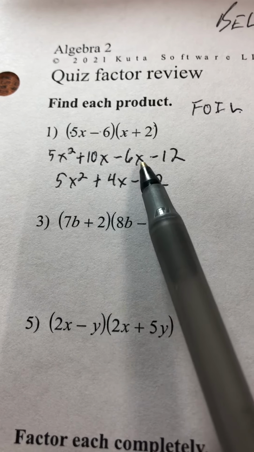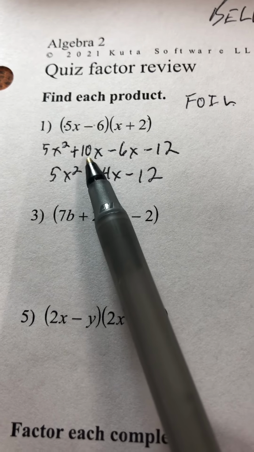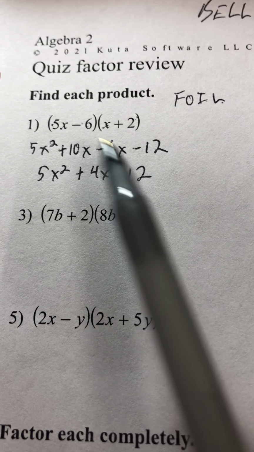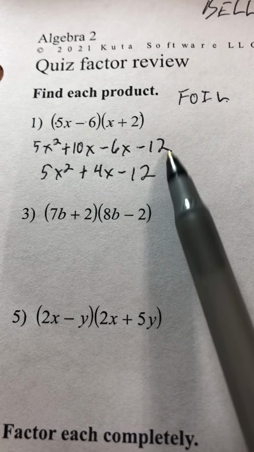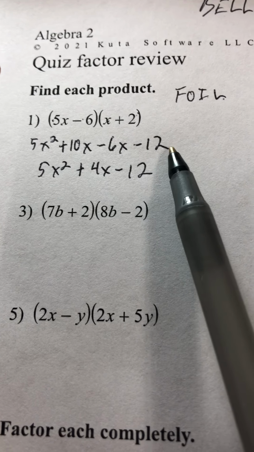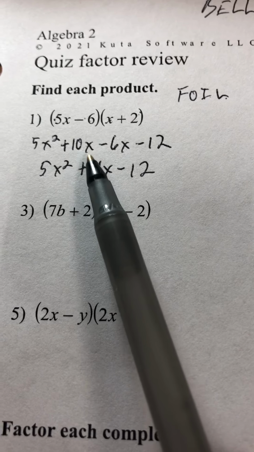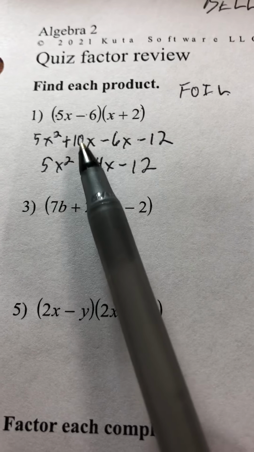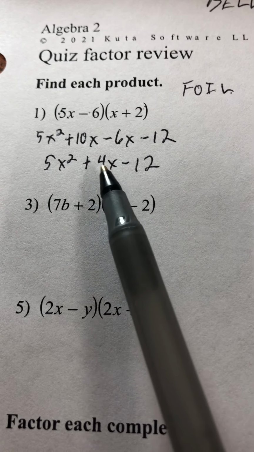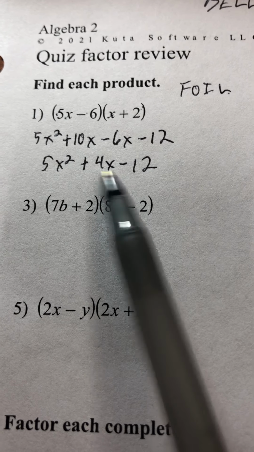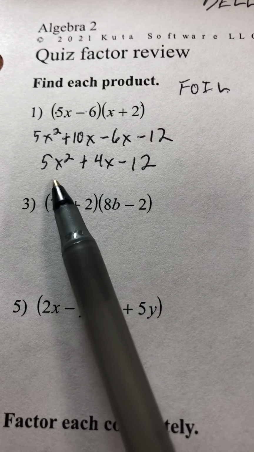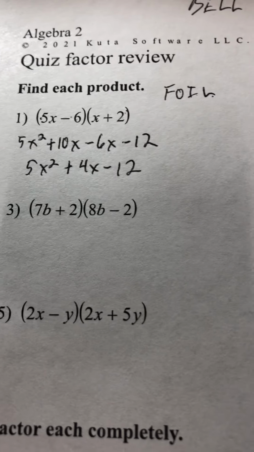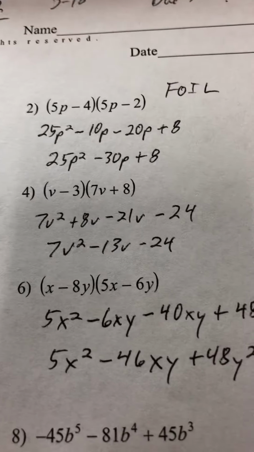Now I'm just going to combine like terms. The only like terms that I have here are 10 minus 6, the x's. I don't have any other x squareds, and I don't have any other just numbers without variables. I just have these numbers right here with x's, so I can only combine these. So 10x minus 6x gives me a positive 4x. Everything else just comes down. So I'm left with 5x squared plus 4x minus 12. Let's go on to number 2.